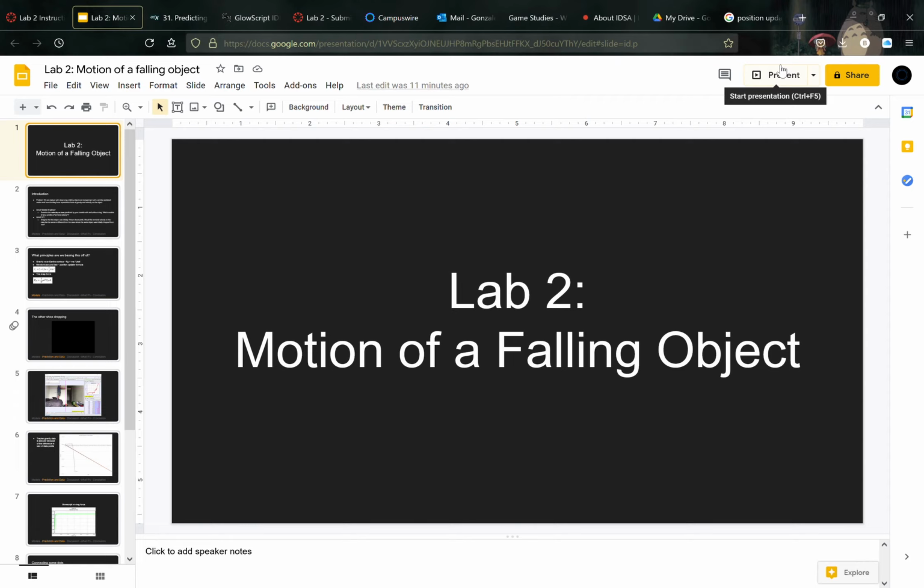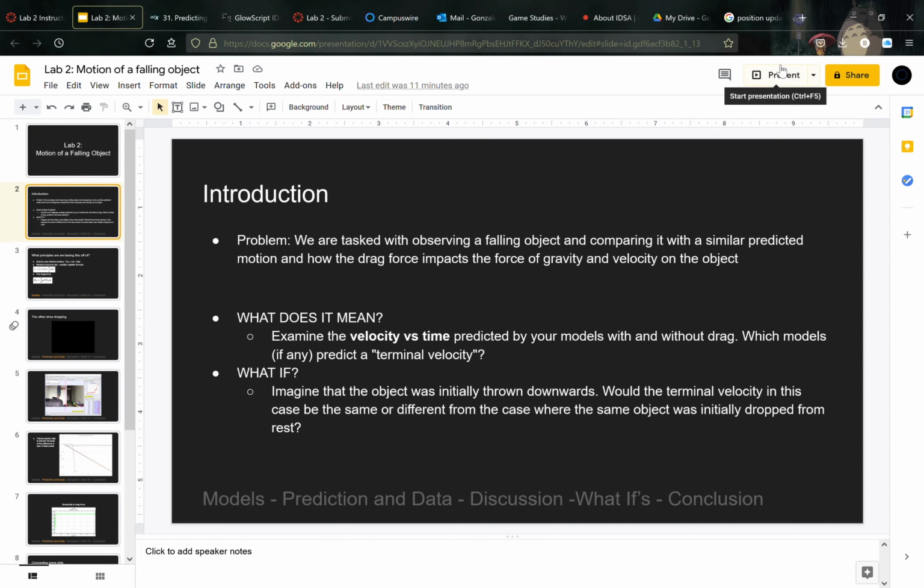So, welcome to Lab 2, Motion of a Falling Object. First off, the problem we're tasked with today is observing the motion of a falling object and comparing it with similar predicted ones in GlowScript simulations, and seeing how the impact of the drag force affects the force of gravity and constant velocity overall on the object. What does it mean, and the what if question are hypotheticals that we hope our data today can help inform.